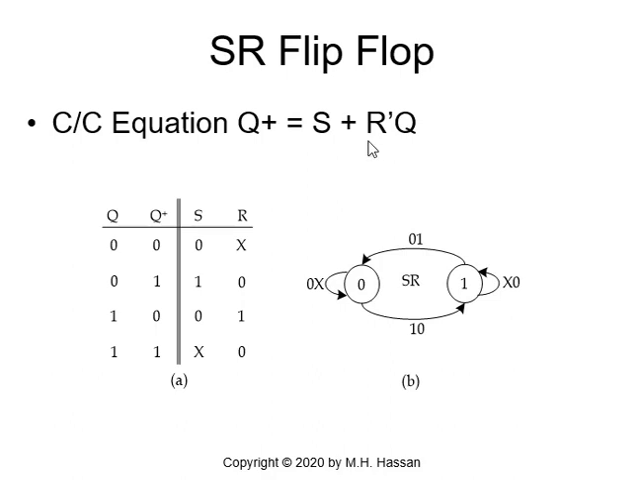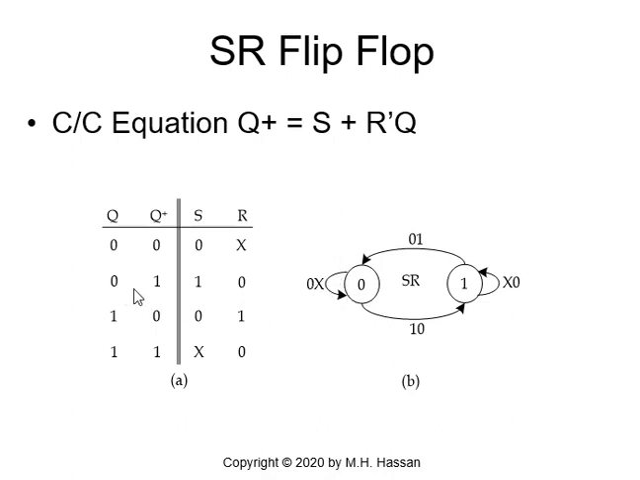And the excitation requirements table: if the present state is 0 and the next state is 0, S must be 0 and R don't care. 0 to 1 needs S=1, R=0. 1 to 0 needs S=0, R=1. And 1 to 1 needs S don't care, R=0. The flip-flop will have 2 stable states, state 0 and state 1. If we are remaining in state 0, we need S to be 0 and R to be don't care.